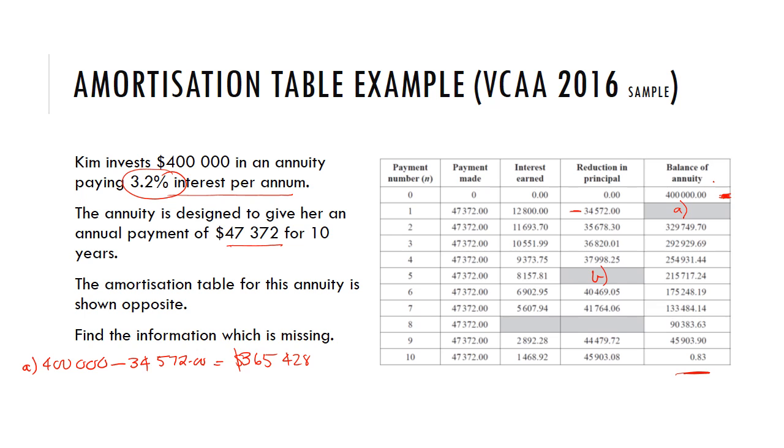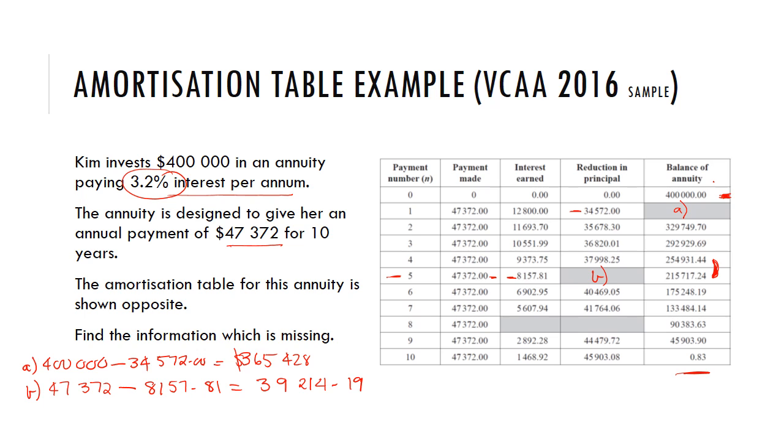Next, part B, we're looking for the principal reduction in payment 5. Our principal reduction will be the amount we paid minus the interest that's been charged, and whatever's left will be the principal reduction. So for part B, the amount we paid, $47,372, minus the interest charged, or in this case the interest earned because we've got an investment, $8,157.81, and the difference there is $39,214.19. So that's my reduction in principal. We can also check that by finding the difference here, and that should give us the same value of 39,000.